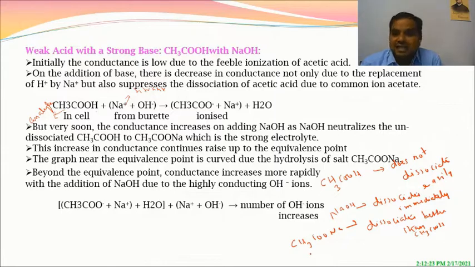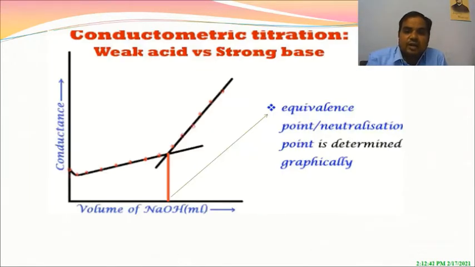Therefore, conductance increases drastically. When you see here, initially what happens? Initially the conductance is decreasing, and after this point the conductance is going to increase. Why? Because sodium acetate can dissociate better than acetic acid. After reaching the end point here, on further addition of sodium hydroxide, the conductance increases drastically due to the accumulation of OH minus ions. Therefore, sodium hydroxide is a strong base. It introduces the fast moving OH minus ions.